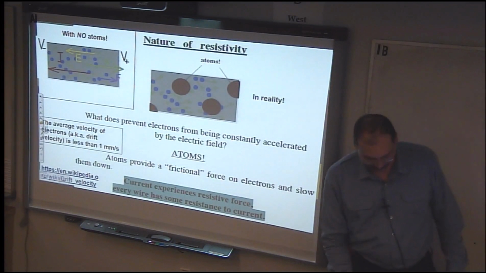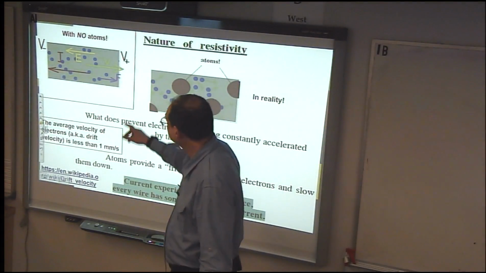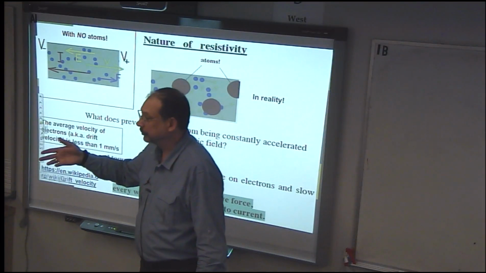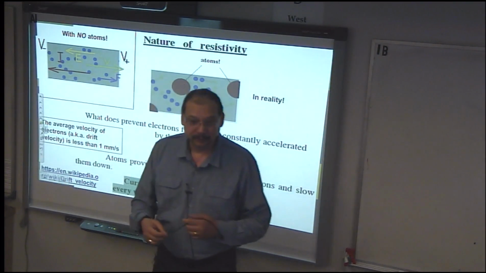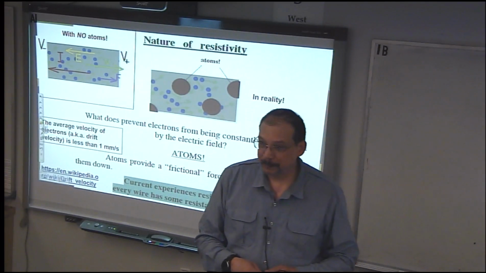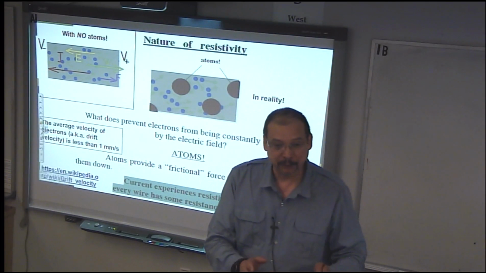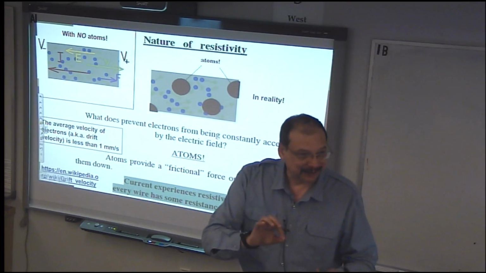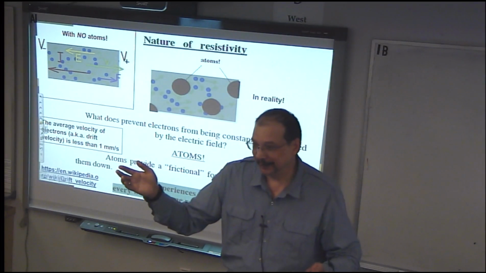I'm moving on. So, in reality, things are a little bit more complicated. This picture doesn't show atoms, which also, of course, exist. Without atoms, the net force acting on each electron would not be equal to 0. That's what's important. So acceleration wouldn't be 0, and electrons would have been accelerating, speeding up forever. But that's, of course, not the case.